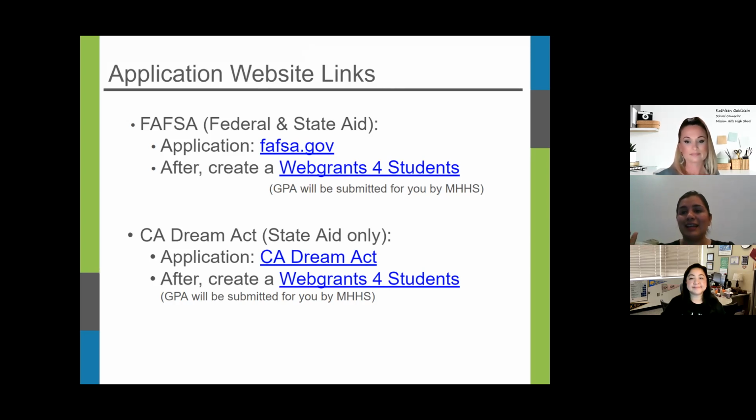Students indicate what school they're planning to go to, and Web Grants for Students will direct your Cal Grant money to that school. Basically you're telling them, send my Cal Grant A to Palomar, or to UC Berkeley, or whichever school you decide. So make sure that your student later on creates a Web Grants for Students account.